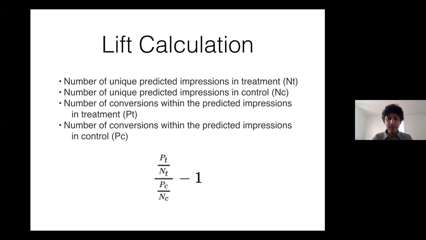So it's a simple lift calculation: the unique number of conversions in treatment divided by the unique number of predicted impressions in treatment, and then the same in control, minus one, you get the lift. And we didn't pay a cent for control. So this is an innovative method where we provide to our advertisers the opportunity to do an A/B test, but not spend on control.